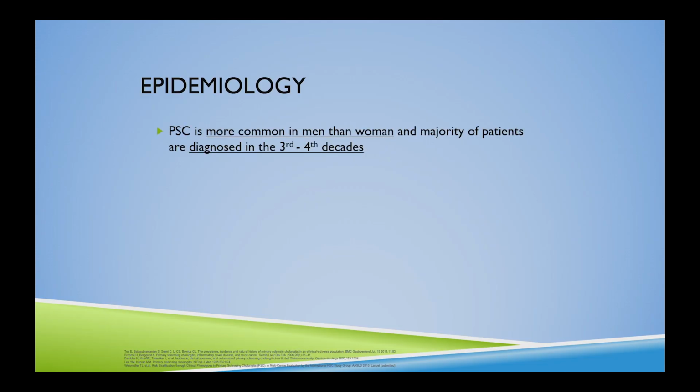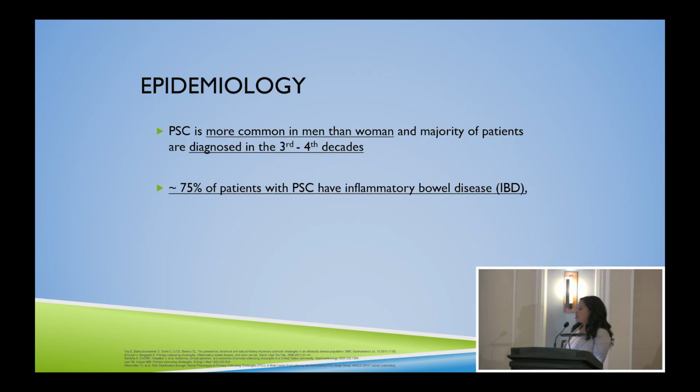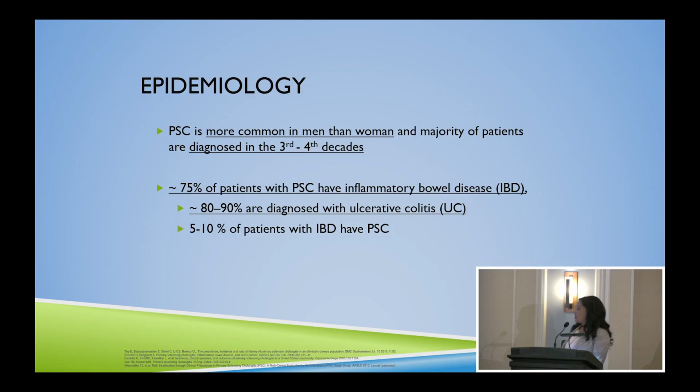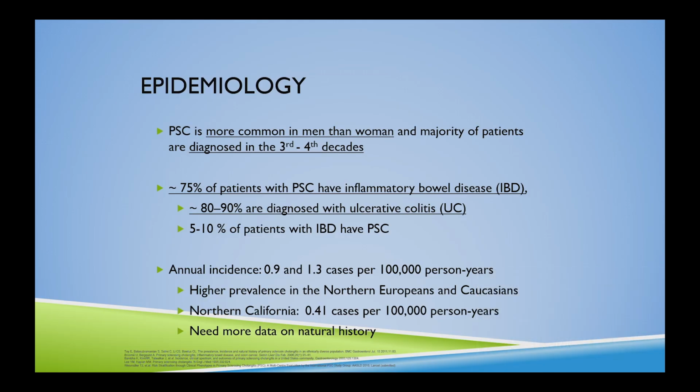So what is the epidemiology of PSC? It's more common in men than women, usually diagnosed in the 30s to 40s age range. About 75% plus are affected by inflammatory bowel disease, mostly ulcerative colitis. If you look at patients with inflammatory bowel disease, vice versa, about 5% may have PSC. But if you're thinking about PSC, you need to make sure that you rule out inflammatory bowel disease. And I will go over the recommended workup.